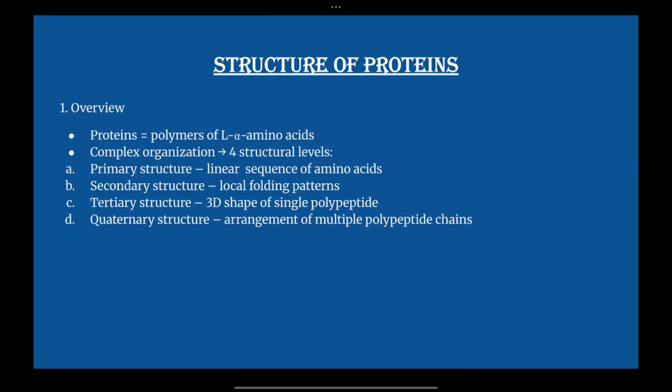It is a complex organization. A four-level structure of protein is formed. So there are four structures for a protein: the primary structure, secondary structure, tertiary structure and quaternary structure. The primary structure consists of the linear sequence of amino acids. So there is one straight line of amino acids forming a sequence, in the form of a line or a rope. The secondary structure is a local folding pattern, that is, one single chain folding locally, forming a knot.